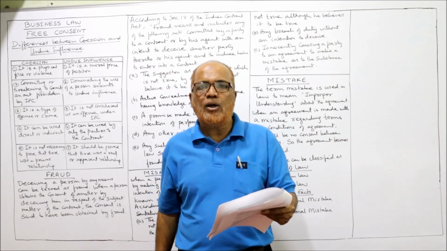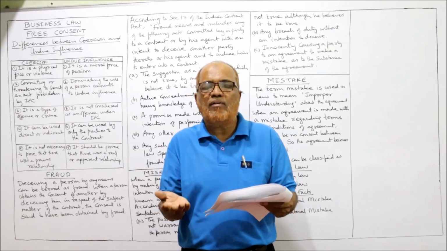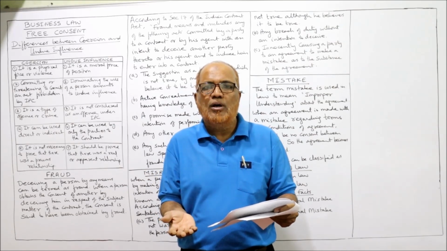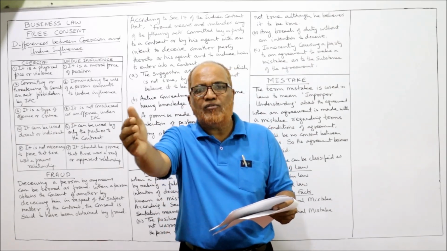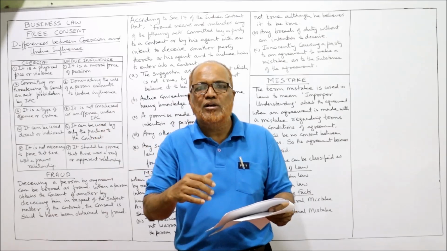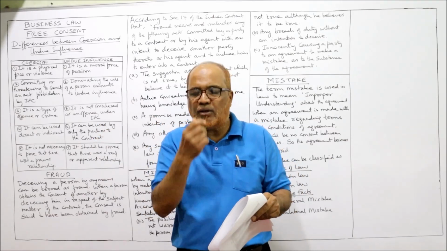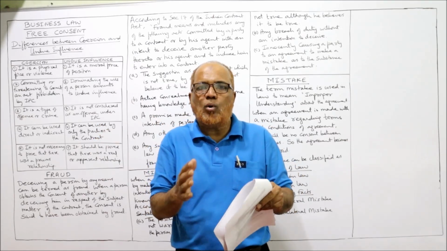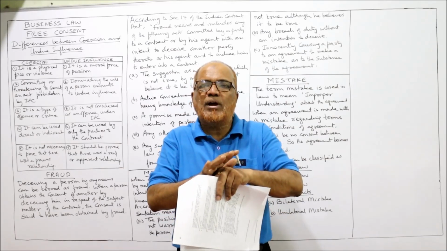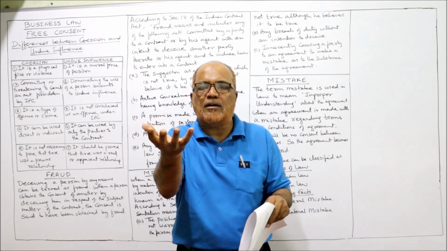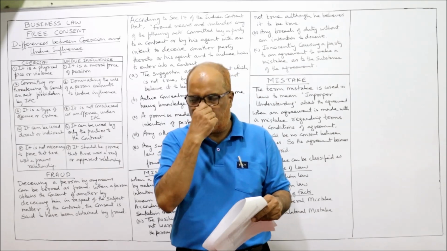So what can Kumble do? Kumble can recover the advance given to Yuvraj. Kumble has given an advance of 25,000 rupees to Yuvraj. Now he can get back his 25,000 rupees from Yuvraj. The contract will become void because the subject matter was completely destroyed.